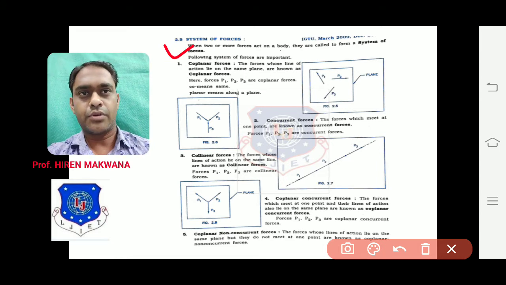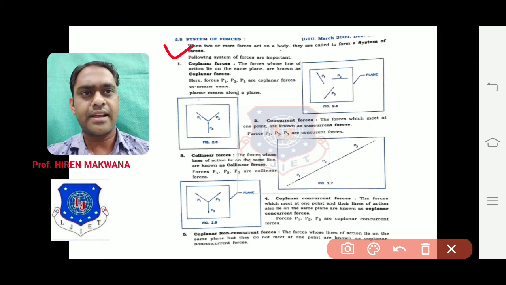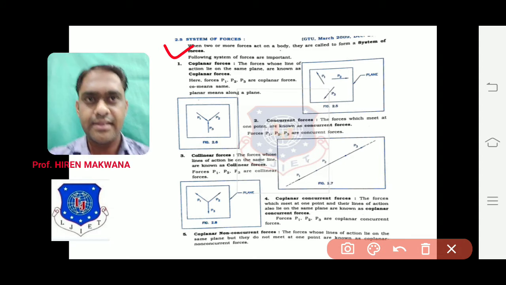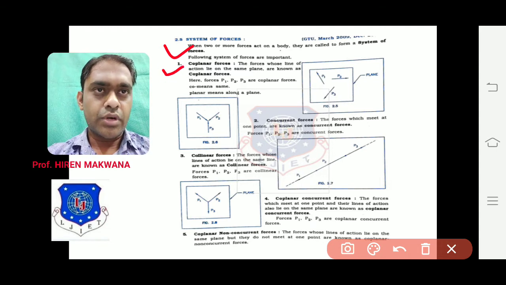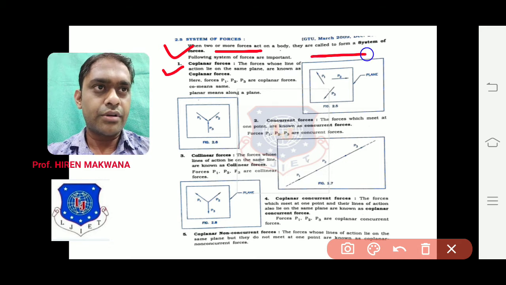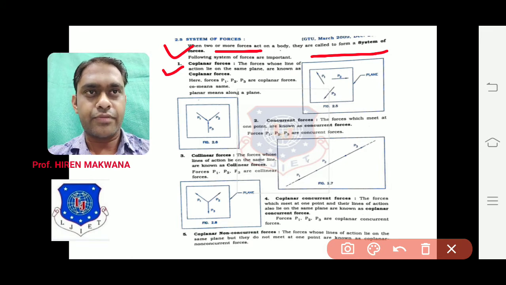System of forces means what? How the forces are placed in the plane: parallelly, non-parallelly or intersecting, etc. According to that, there are many types of forces. Let us check first: coplanar forces. What is coplanar forces? The definition says, first of all, when two or more forces act on a body, they are called to form a system of forces. Okay, means two or more forces acting on the body form the system of forces.